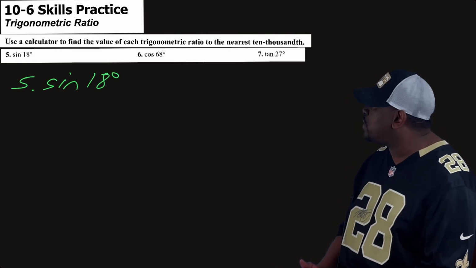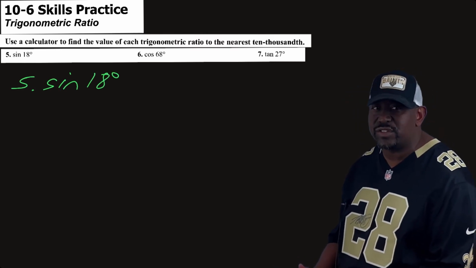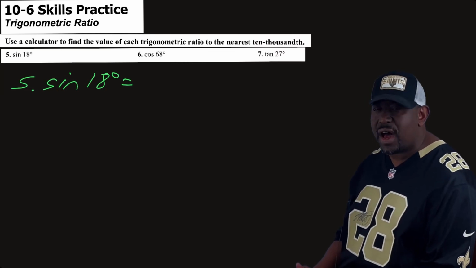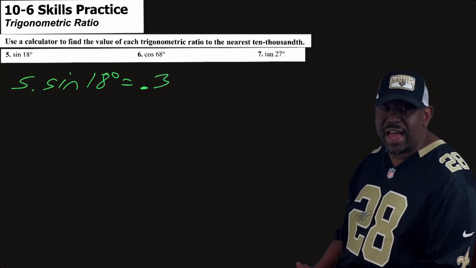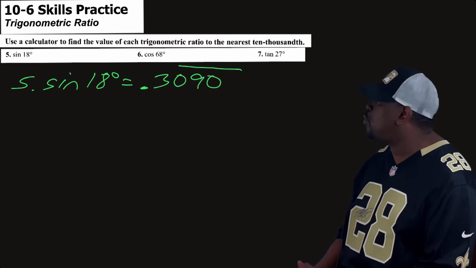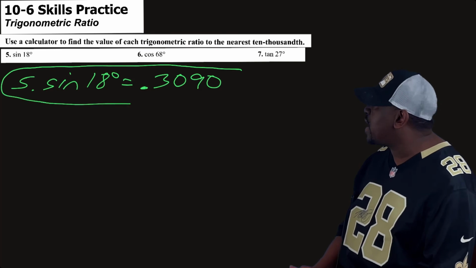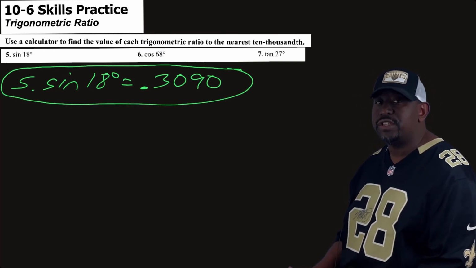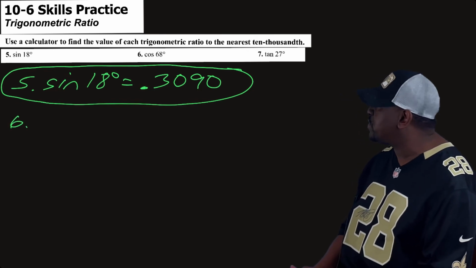So our first problem is sine of 18 degrees. You simply get your calculator, put 18, press sine, and you will get a value. This value rounded to the nearest ten-thousandth will be 0.3090. So this is a very simple problem. There's not a lot of steps. You just plug it into the calculator and get your value.